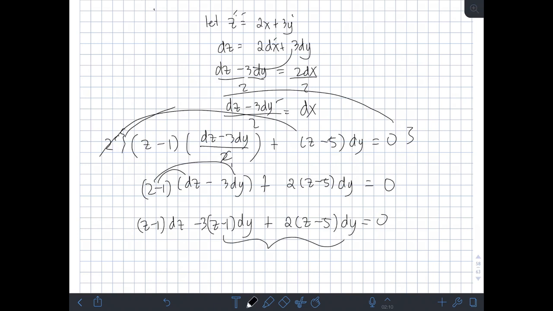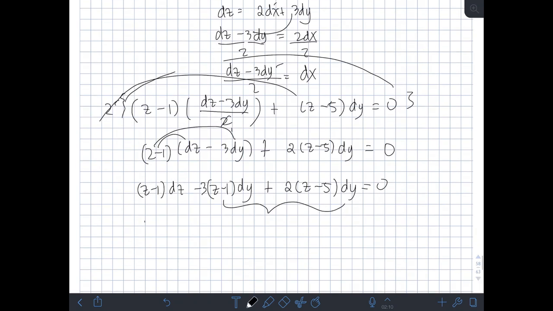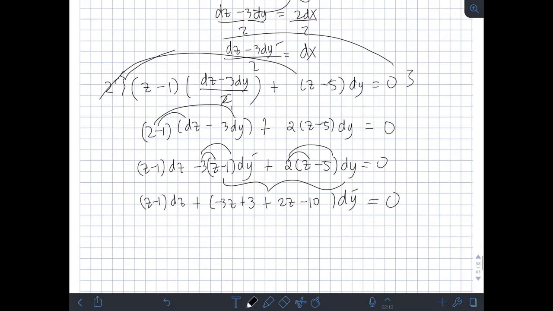So, pagsamahin ko 'tong may dy na differential. So, magiging (z minus 1) dz, plus, so factor out ko si dy. So, distribute ko 'tong negative 3, magiging negative 3z plus 3. And then, plus, ito rin, distribute ko yung 2, magiging 2z minus 10. Then, multiply sa dy, equal 0. So, simplify ko 'tong nasa loob.